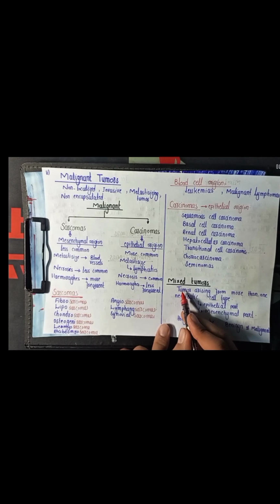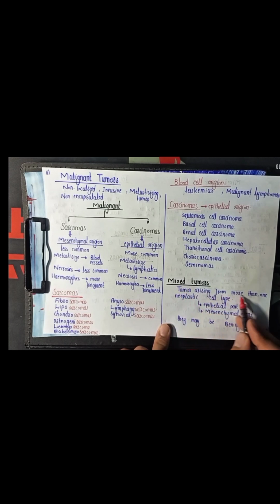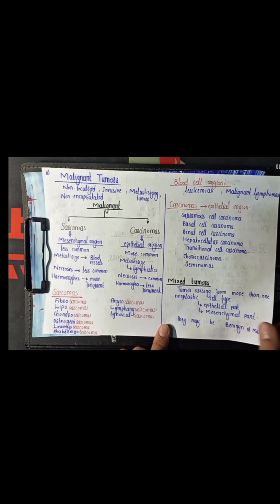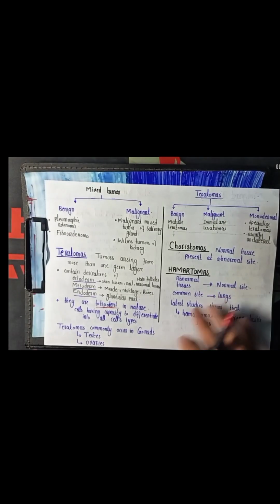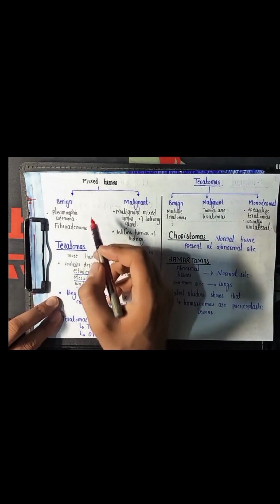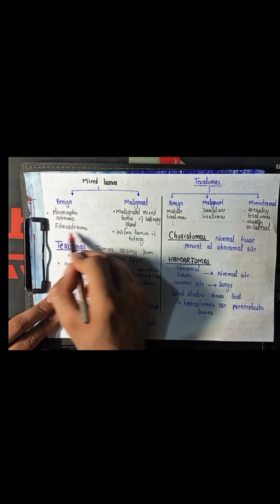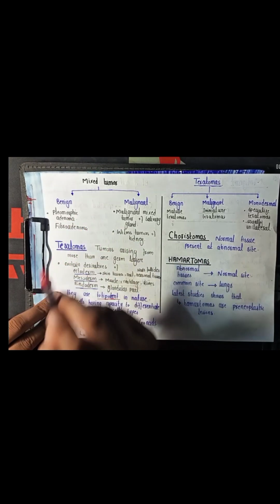इसके बाद हमारे साथ आता है mixed tumors. So mixed tumors are the tumors that arise from more than one neoplastic cell type, and the mixed tumor contains both epithelial parts and mesenchymal components, and the mixed tumors may be benign or they may be malignant. So the benign mixed tumors include the pleomorphic adenoma, which is the most common benign mixed tumor of the salivary gland, and the fibroadenoma, which is a mixed tumor of the breast.